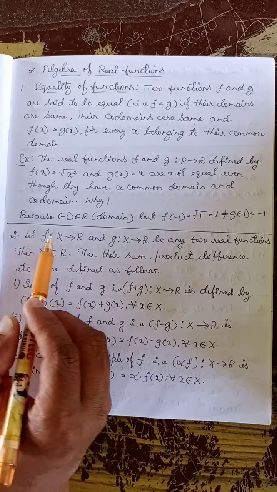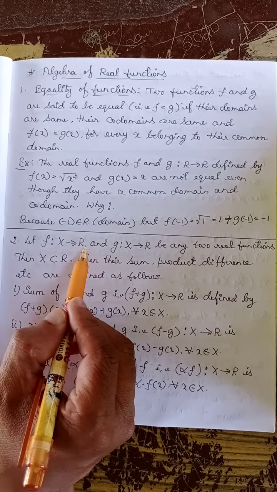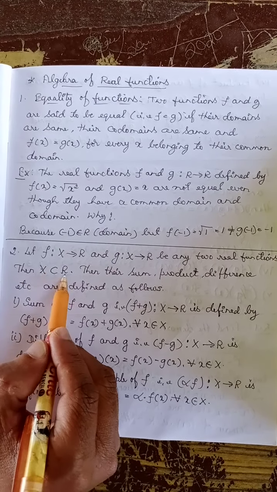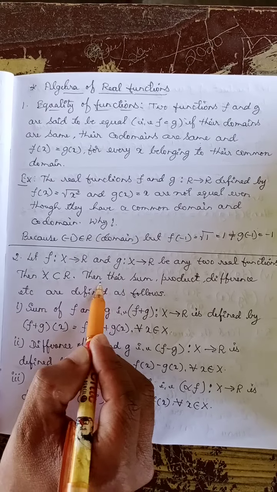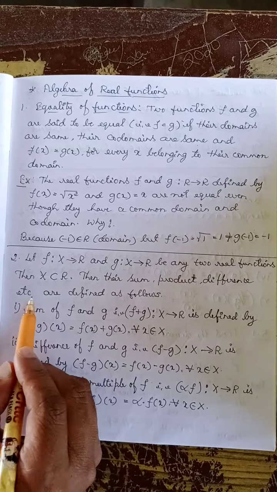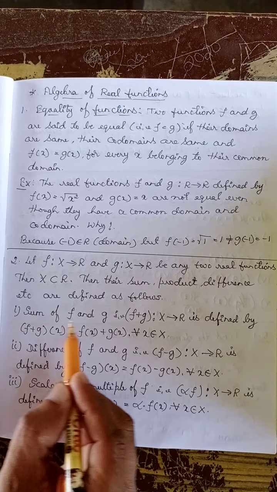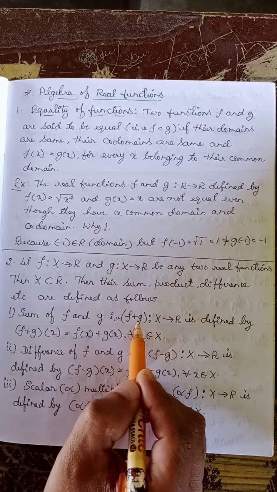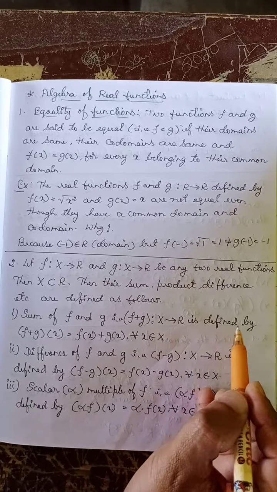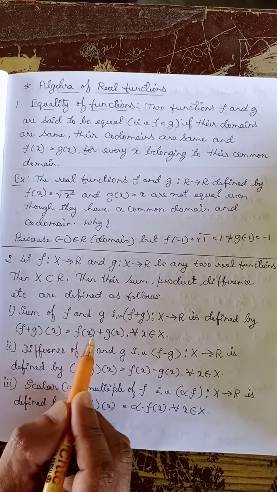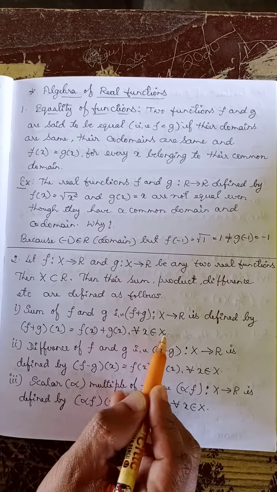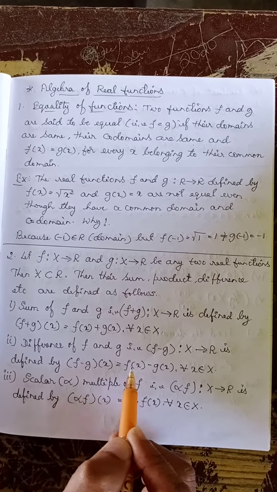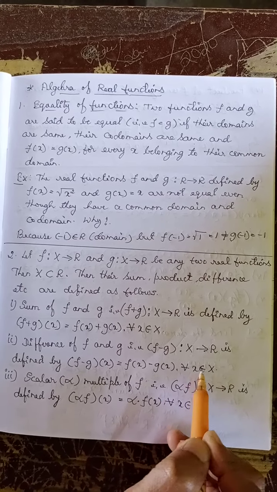Next we see the second one. Let f from set X to R and g from X to R be any two real functions, where X is contained in R, or X is a subset of R. Then their sum, product, difference, etc. are defined as follows. The sum of f and g, that is f plus g, from the function f plus function g from set X into set R is defined by (f plus g) of x is equal to f of x plus g of x for all x belonging to X. The difference will also be the same, (f minus g) of x is equal to f of x minus g of x for every x belonging to X.